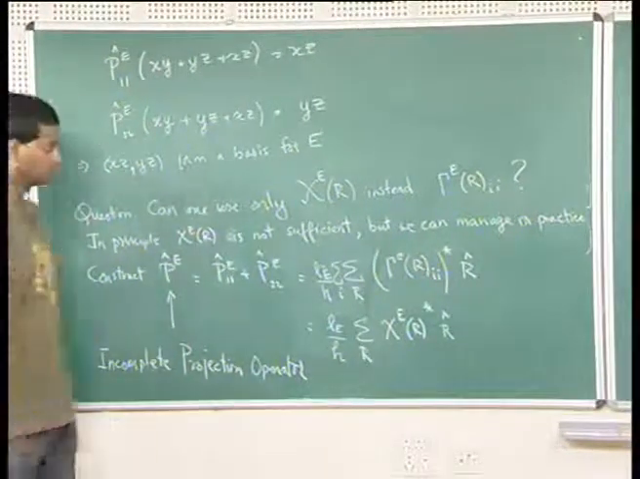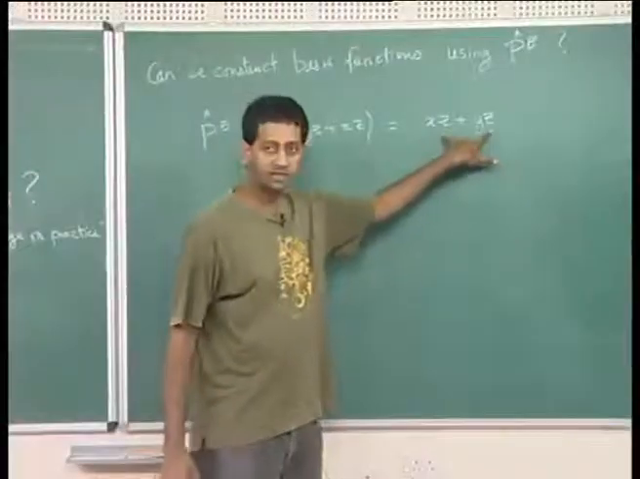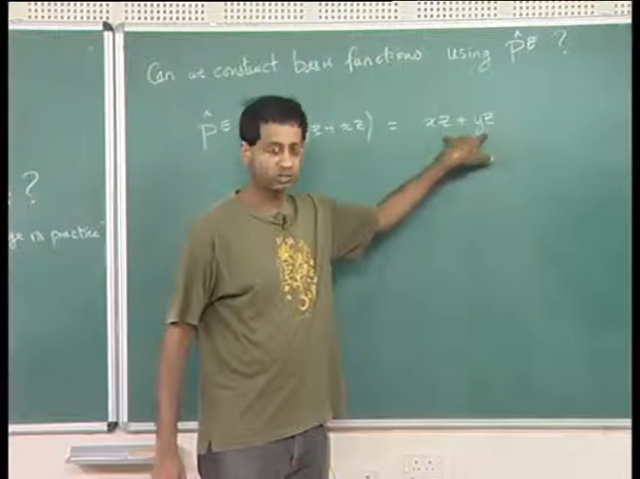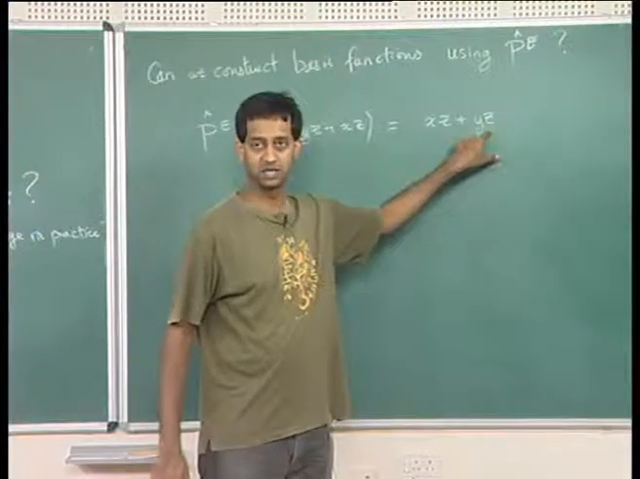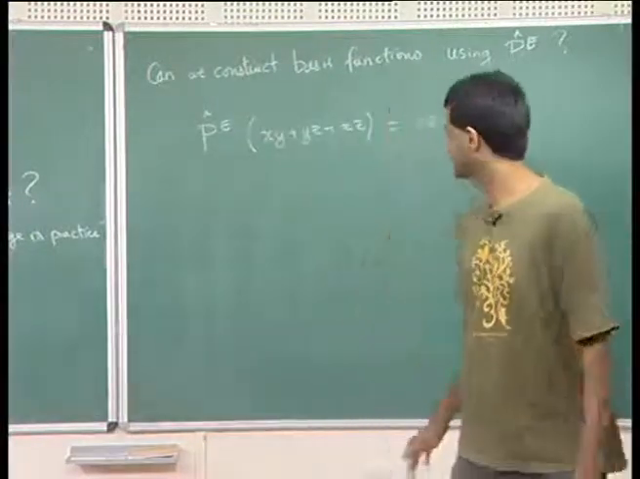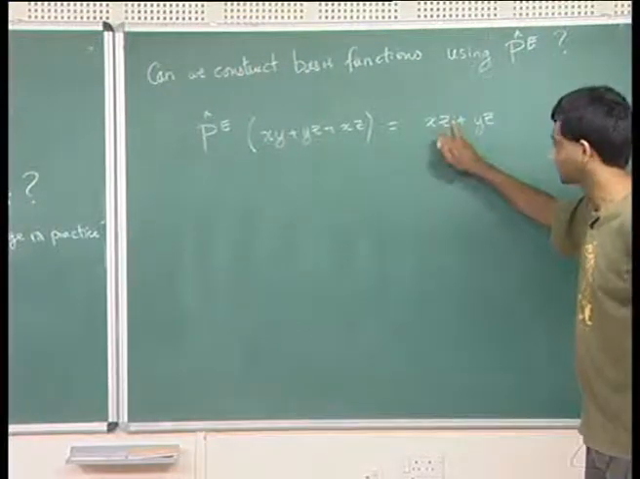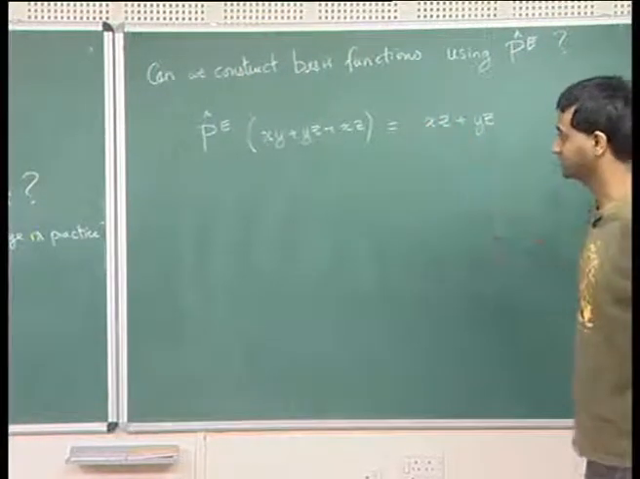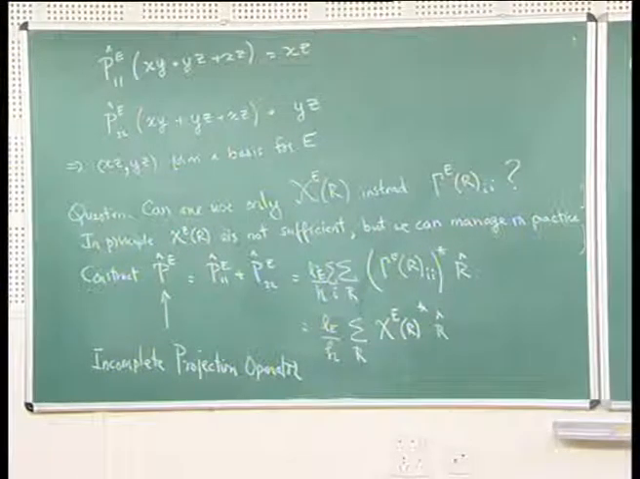Okay, so what we get is a function, and at this point you do not know that xz and yz together form a basis. You just have this combination of xz and yz, and it takes a little bit more work to actually show that the two functions xz and yz are the functions that form a basis.